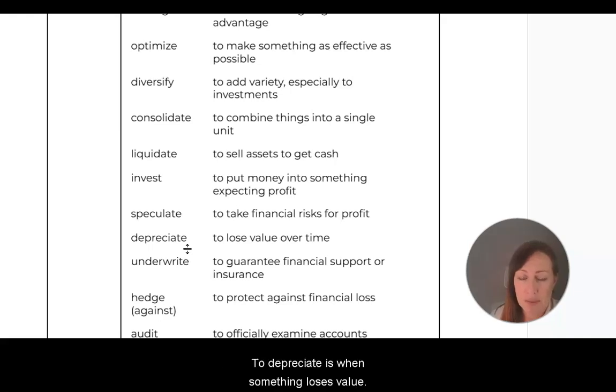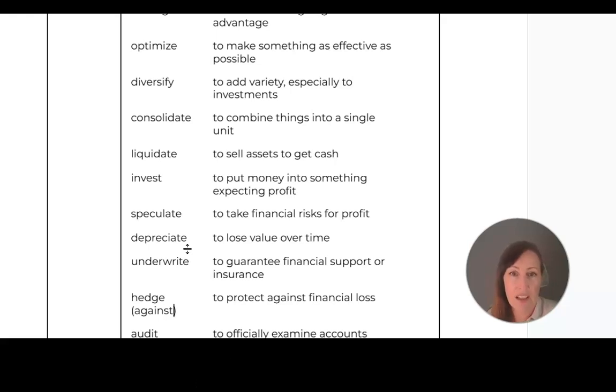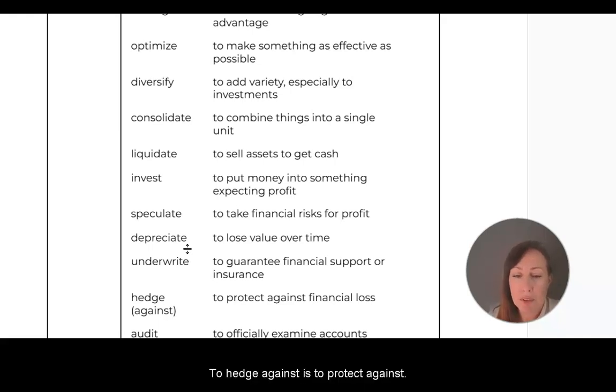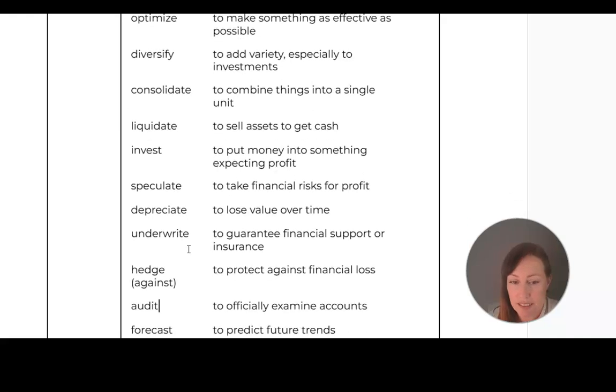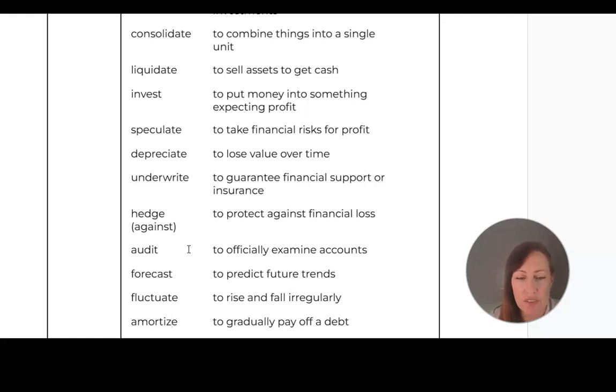To depreciate is when something loses value. For example, the car depreciates every year. To underwrite something is to guarantee in terms of finance or insurance. So, for example, a job in insurance could be as an underwriter. This is your job, to guarantee financial support. To hedge against is to protect against. So we need to hedge against financial loss, would mean to protect against financial loss.